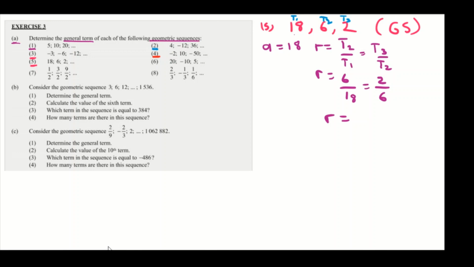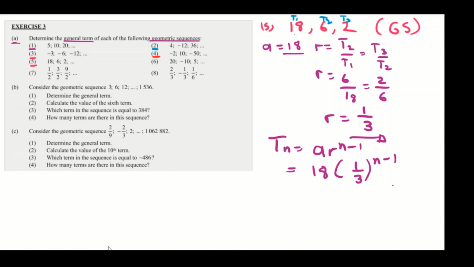So my R is equal to 6 divided by 18, which is going to give you 1 over 3. So let me write this properly. It's going to be 1 over 3. So this is going to be my common ratio for this problem. To find the general term, we're just going to use our general formula of a geometric sequence. My A value is 18, right? And the common ratio is 1 over 3 to the power n minus 1. So this is the general term of this sequence.